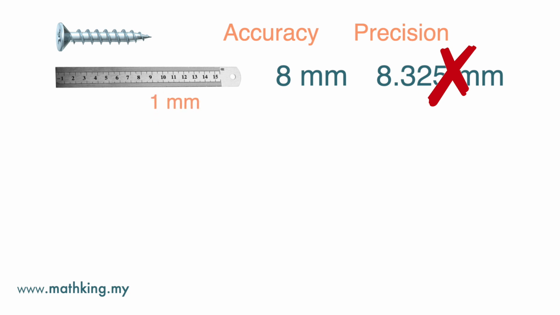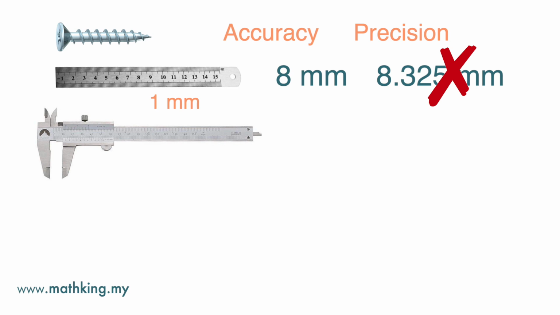Now, if I use a caliper to measure the screw, I may come up with a measurement of 8.3 mm. Now, a caliper is a more precise instrument, and it can measure up to 0.1 mm or even more. The answer, 8.3 mm, has two significant figures, and this shows or indicates that it is a more precise measurement.